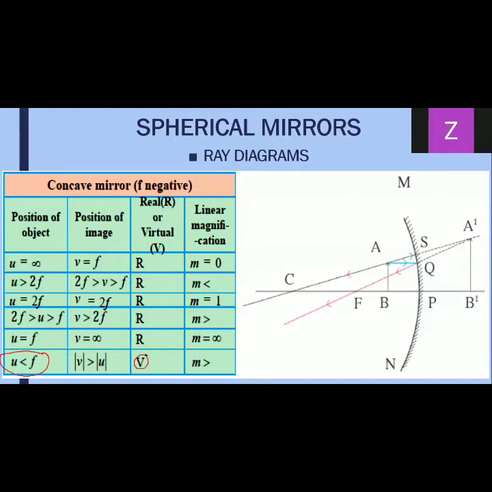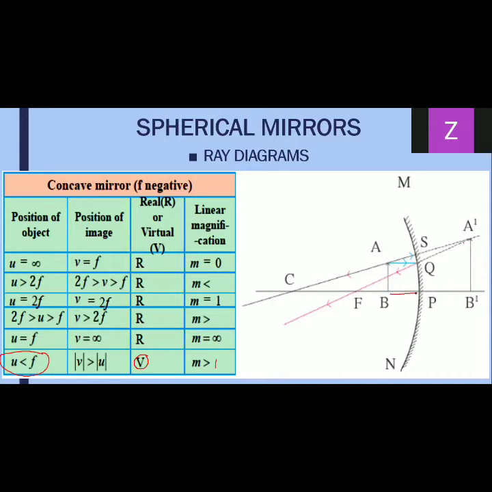If it is virtual, you can compare the sizes of object and image. You can check that the image is bigger than that of the object. That's why we know the magnification m is greater than 1. And v, sorry, v is the image distance, which is greater than the object distance. You can check over here. This is the object distance which we have.